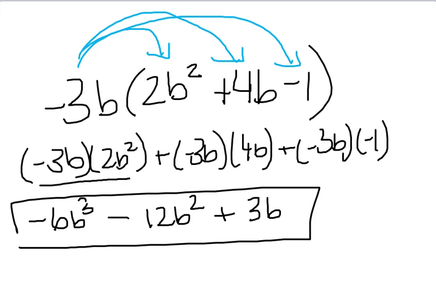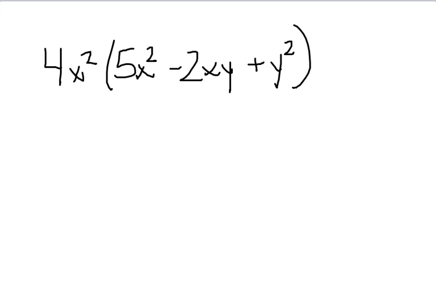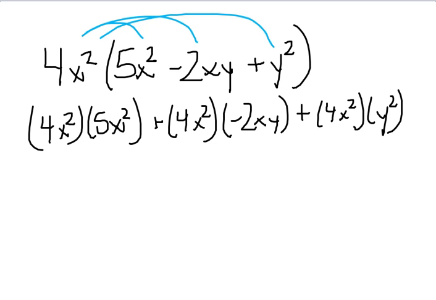So let's try another one like that. What if I have 4x squared times (5x squared minus 2xy plus y squared)? Well, again, I'm going to have to distribute. And once I distribute, it's going to look like this.